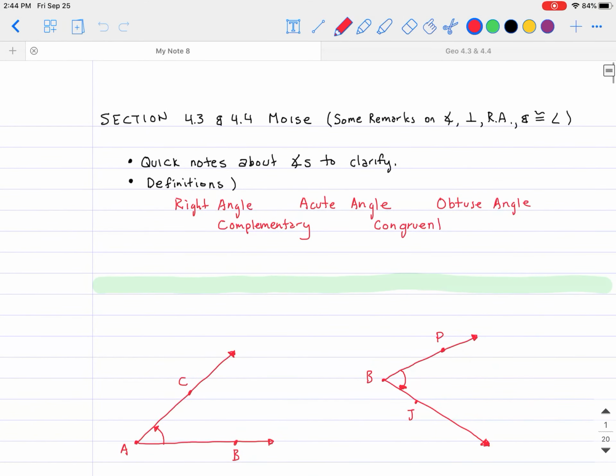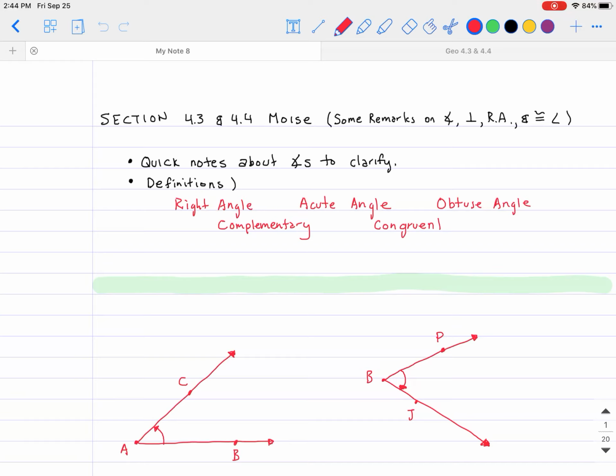Hello, everybody. Welcome to chapter 4 of geometry. This is going to be our last lesson on all the definitions and postulates and also theorems before we start actually doing proofs. So let's go ahead and learn the last of the stuff.